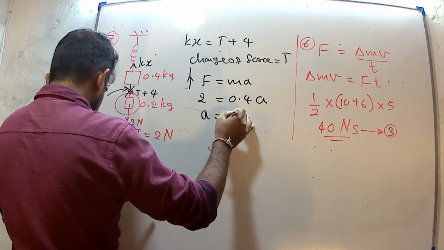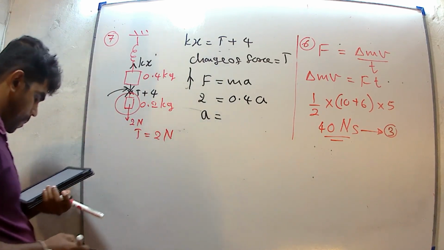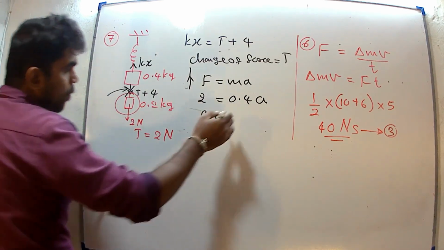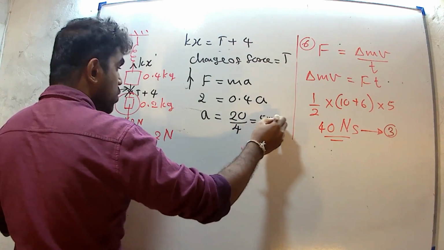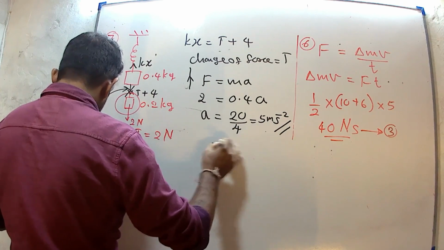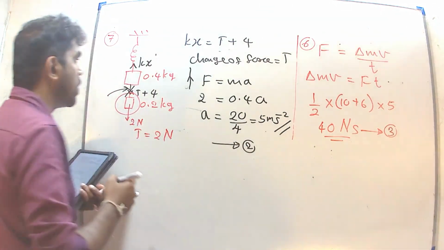Acceleration is 20 divided by 4, 5 meters per square second. Then also should be 2 for the question number 7.